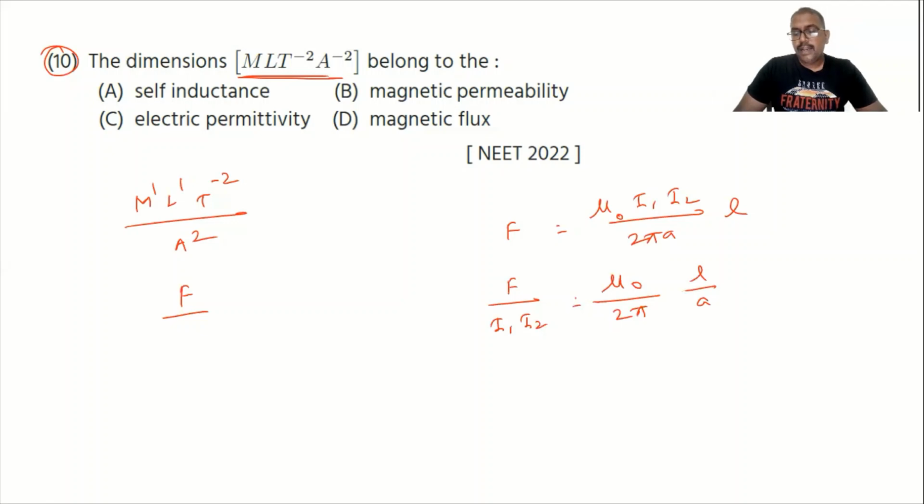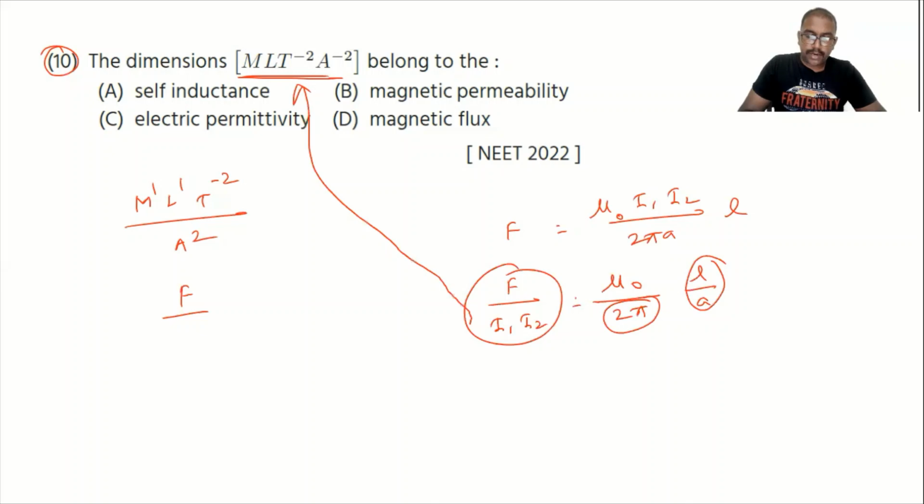Now L by A is a dimensionless quantity. Both have the unit meter, so meter gets cancelled. 2 pi is a constant. So this term has a dimension equal to this. It means that this is magnetic permeability. Mu 0 is magnetic permeability. So the most correct answer for this MCQ is magnetic permeability.